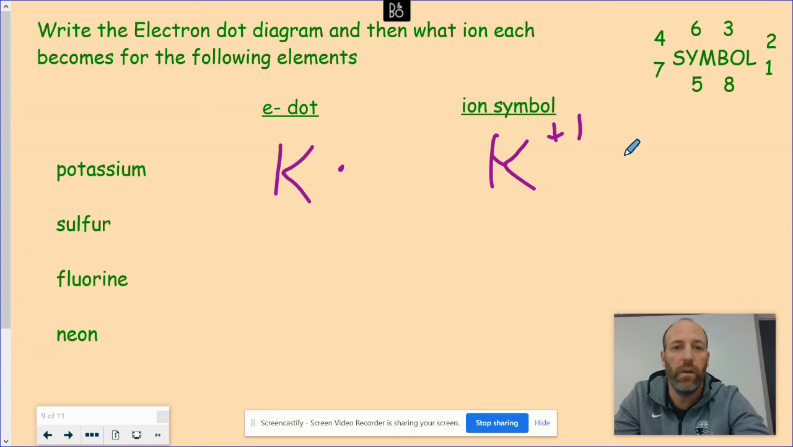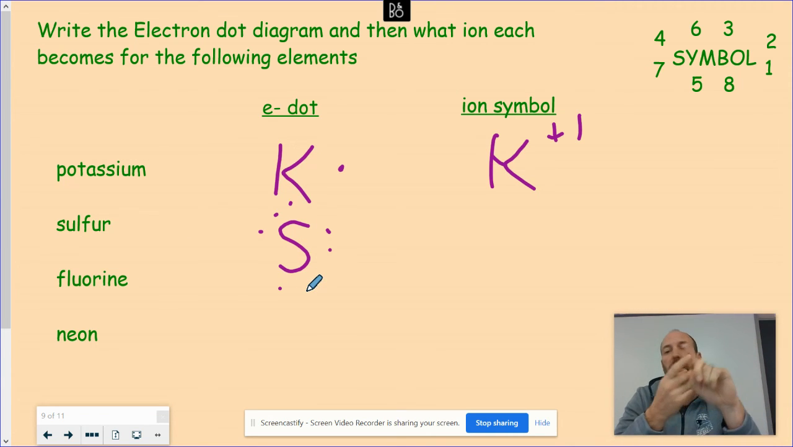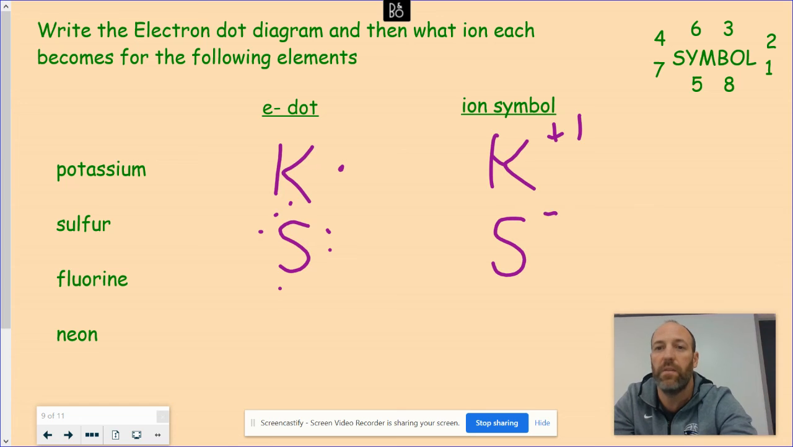So when we look at sulfur, sulfur has 6. 1, 2, 3, 4, 5, 6. Pretend those are lined up. Is sulfur a metal or a nonmetal? It's not a metal. So that means it's going to gain. If it already has 6, how many open spots does it have? It has 2 open spots. So that means this is going to be S minus 2 because it gains 2. There's 2 open spots there.